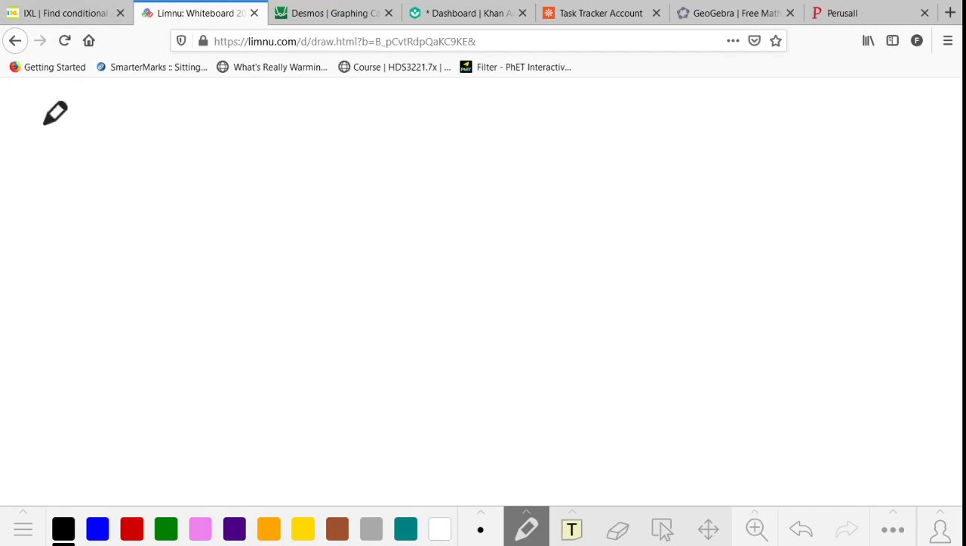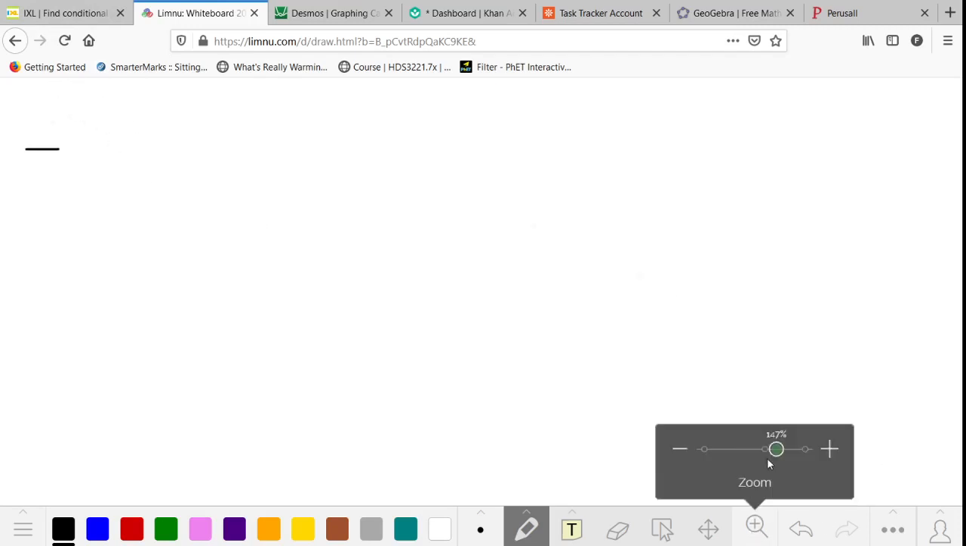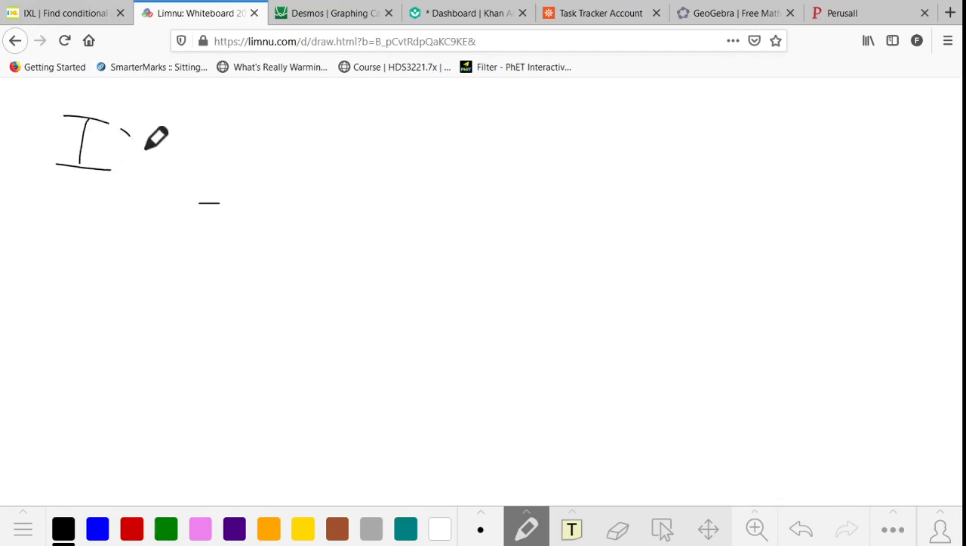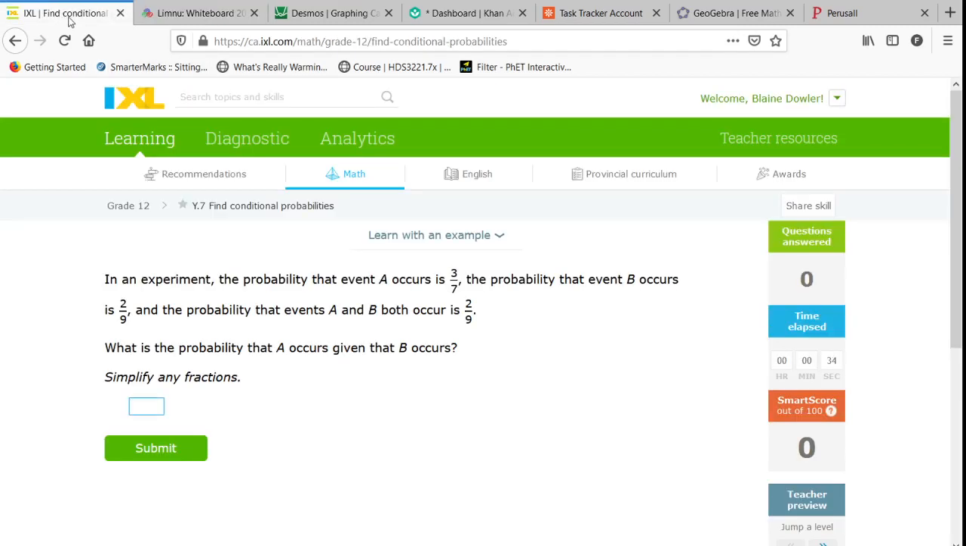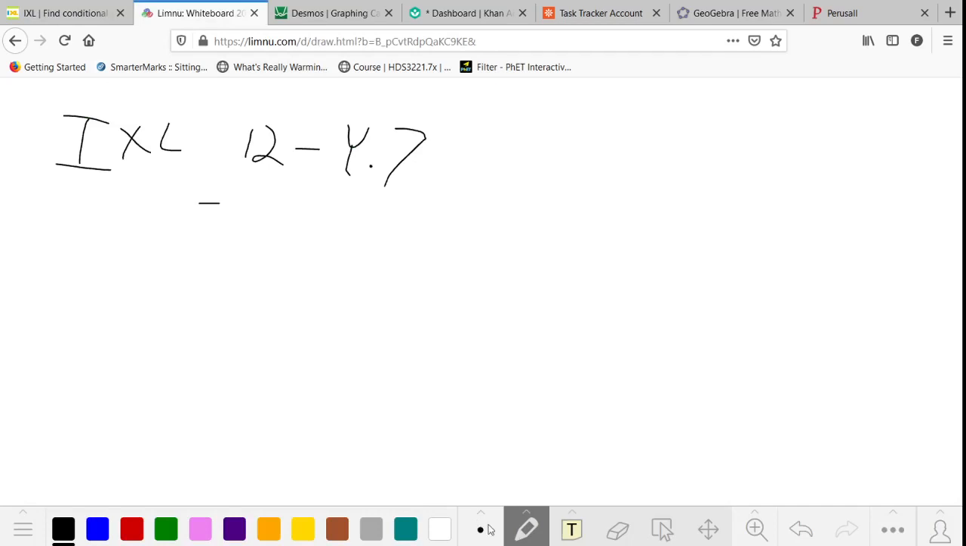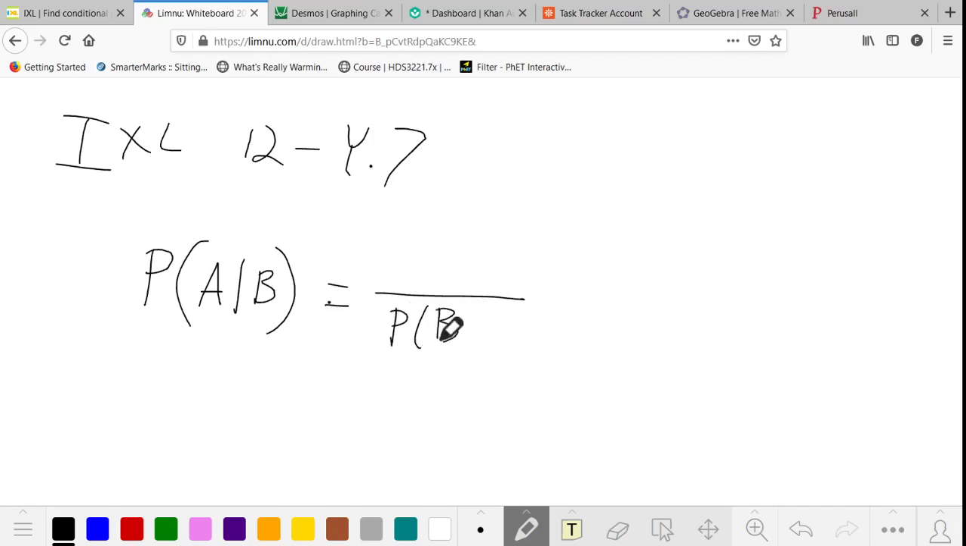They are all based on IXL 12-Y.7. And it's all about conditional probability. So what's the probability that A happens given B? That vertical line means given. Well, that means that we're only looking at all the possible outcomes where B is happening.